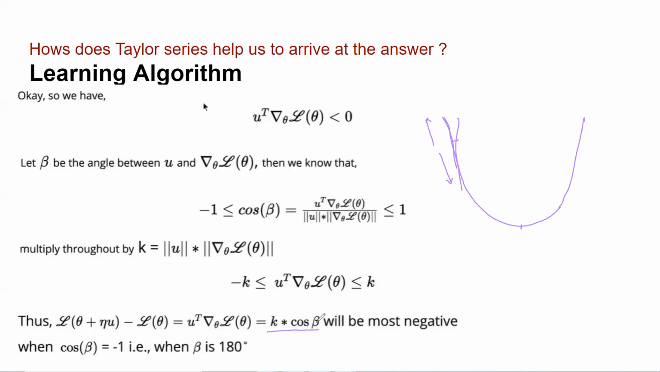I think that is still not clear to me. From where are you getting this k into cos beta? How is that equal to u transpose? Can I tell something? Yeah, sure.